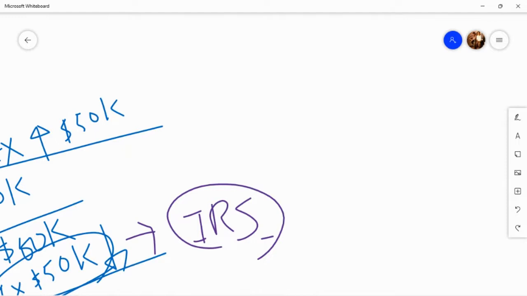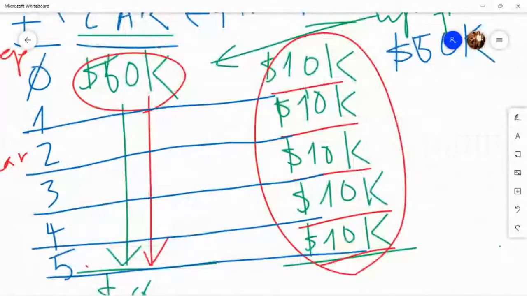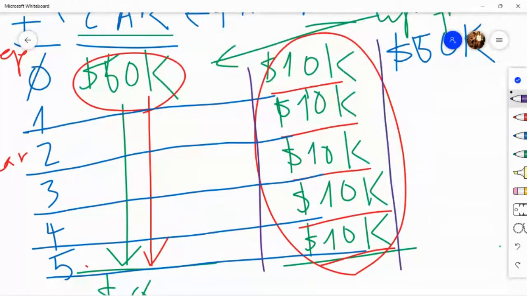So that's why, instead of writing off this 50K in year one, what the IRS says is, why don't you spread it over 5 years and pretend as if you incurred 10K in year one, 10K in year two, 10K in year three, and so on. So in other words, they spread it over 5 years. Then it will burn a smaller hole in the IRS's tax revenue, right?